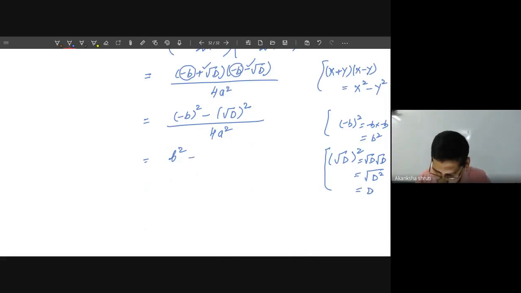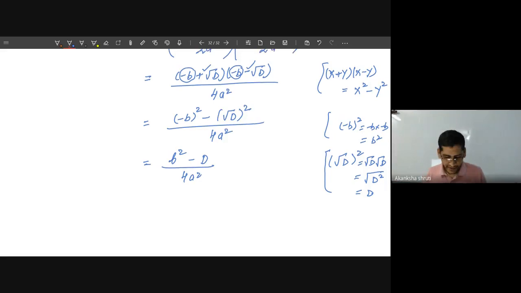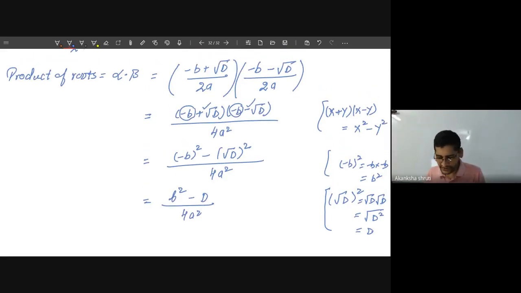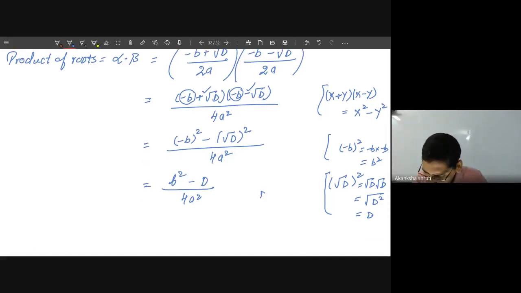Minus sign is of the identity. So it is D by 4A square. Student, this product of roots is in terms of capital D, the determinant. But D itself is given by B square minus 4AC. So we are free to substitute this one.